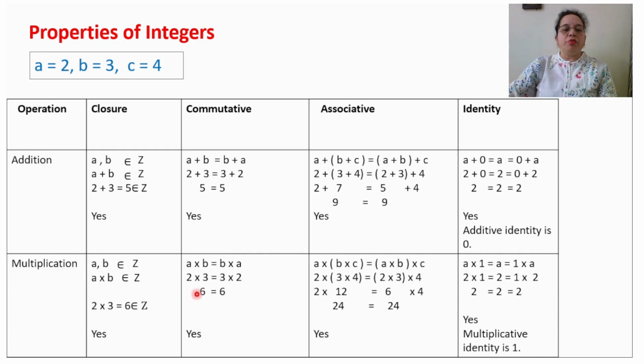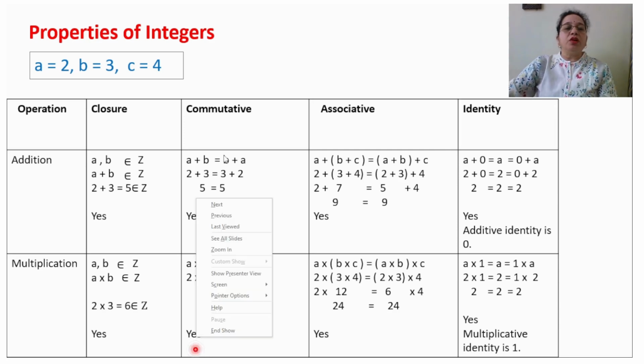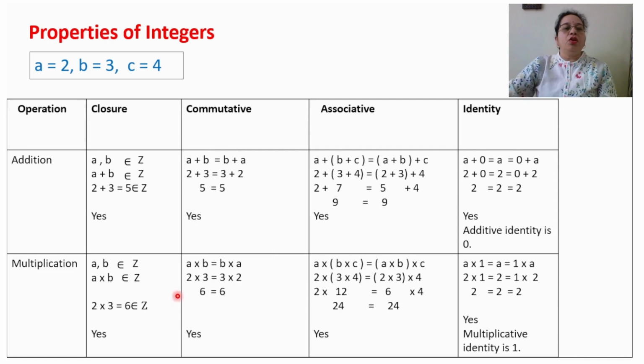Come to the commutative property. Just like addition, we will just interchange the numbers. So here 2 multiplied by 3 will give you 6, and on the right hand side 3 multiplied by 2 will give you 6. So 6 is equal to 6, left hand side is equal to right hand side. So we can say that yes, we can observe commutative property in multiplication of integers.